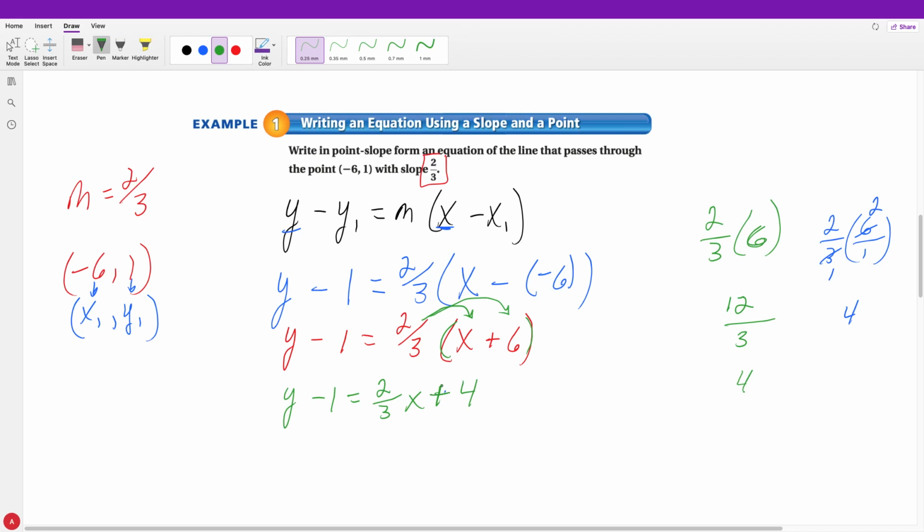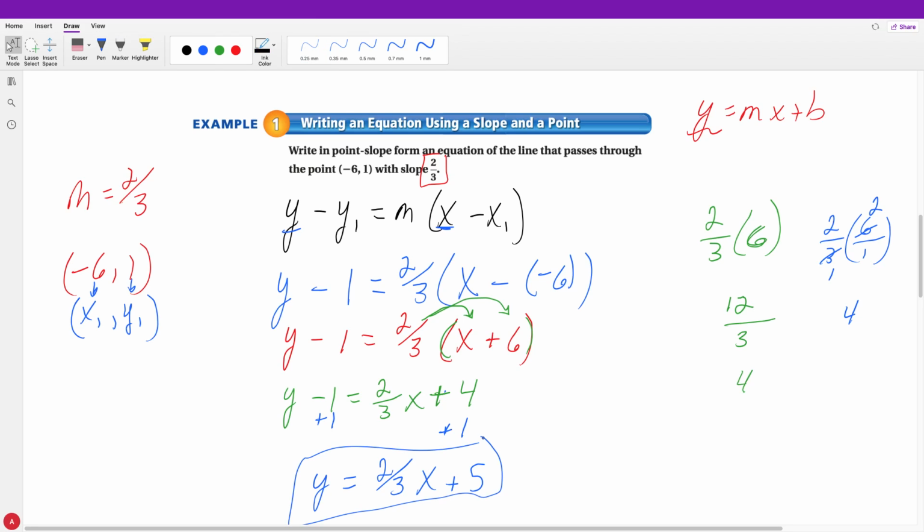My last step is that I need to get it in y is equal to mx plus b form, so I want y all by itself. I'm going to add this 1 to both sides. And now I get y is equal to 2/3 x plus 5.